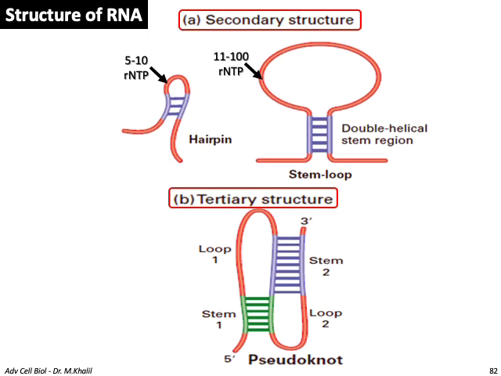You can see a tertiary structure, which is a combination of two stems and two loops, and we call it here a pseudoknot. Why pseudoknot? Because it's a fake knot, because once the RNA is ready for doing its job, it has to be melted to be linear.